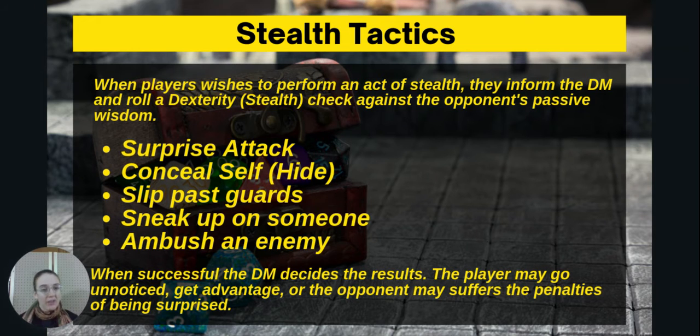Here are some things that you could do that would be considered stealthy and would usually require a dexterity stealth check. Attempt a surprise attack, conceal yourself, try and slip past enemy guards, try and sneak up on someone, and then try and ambush an enemy as your entire party.